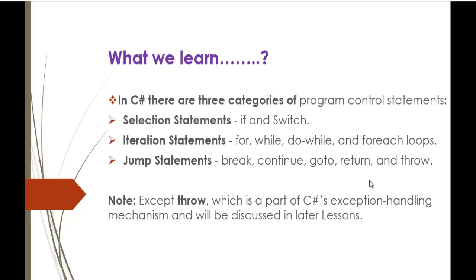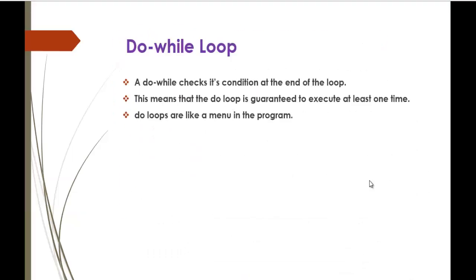In the last session, we learned the iteration statement, that is the while loop. Right now, we'll explore the do while. To understand do while in detail, we'll jump into the slide where it is explained. This is the slide for do while loop. A do while checks its condition at the end of the loop. It means that the do while loop is going to check the condition at the end, but keep in mind the while loop is going to check the condition at the beginning only. That is the difference between do while and while loop.